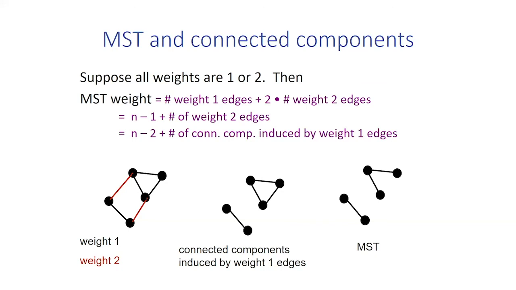So I'm going to find a subtree here with as many weight 1 edges as I can, but I can't add that guy in because it would make a cycle. And I can't connect these guys with weight 1 edges because there isn't one. So I just put in as many as I can.